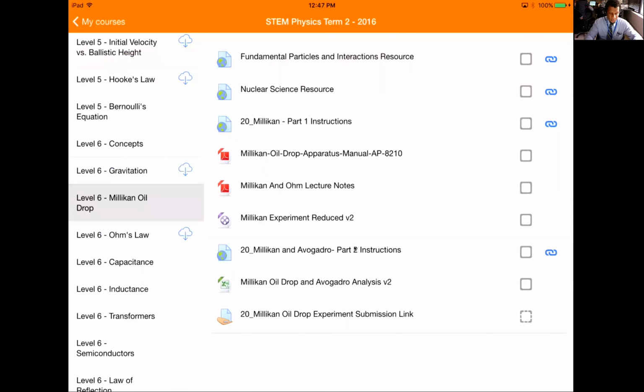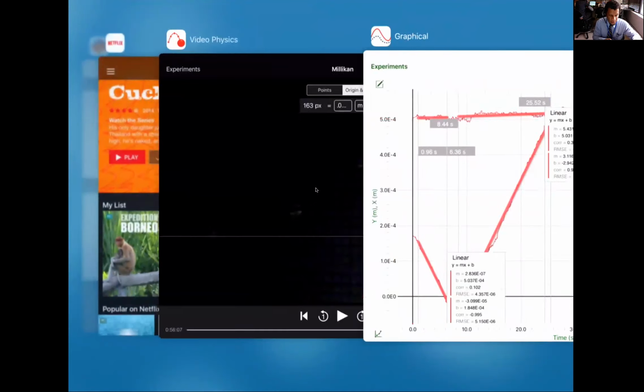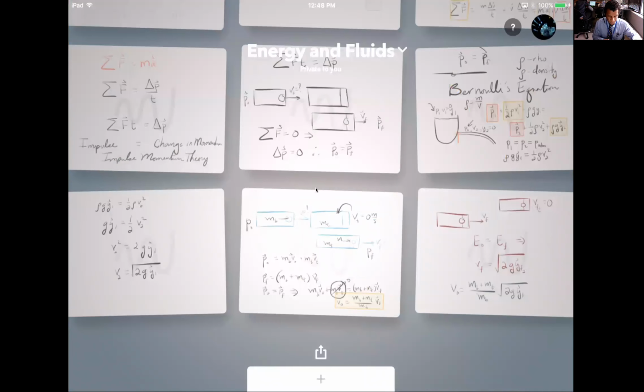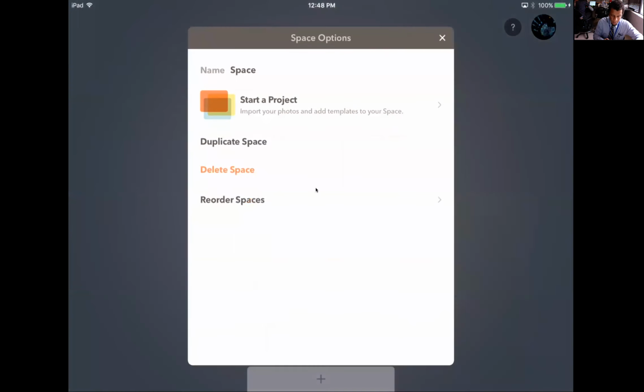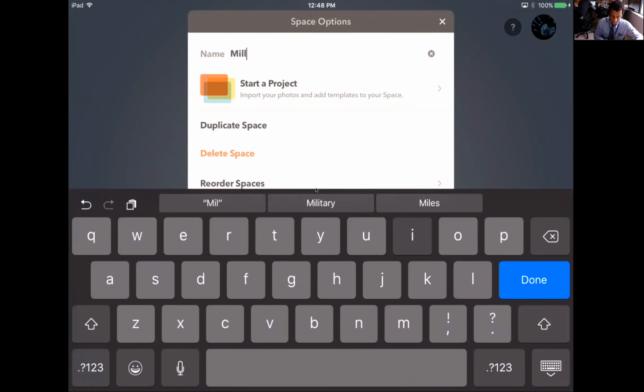So now we are going to get into the Millikan oil drop experiment. Before that, though, we're going to do a lecture. Let's see if I can get to that. There we go. This needs to refresh, and I'm going to give it a little while. I'm going to go ahead and change this to Millikan.